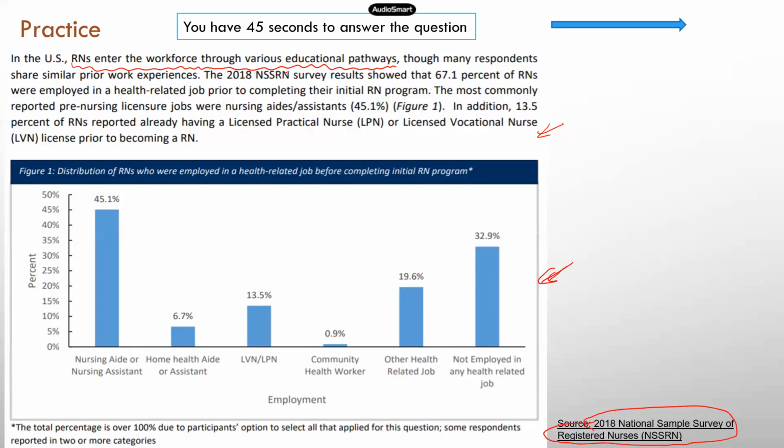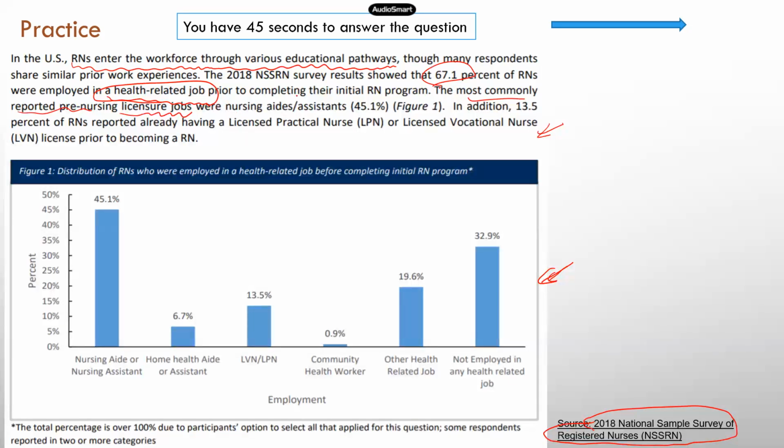Okay, and then if you keep reading, you see that this is a big number, right? This is more than half. This is more than 50%, half of all the responses. So the survey results showed that 67% of RNs were employed in a health-related job. Okay, so that's the key word, a health-related job. And then it talks about what's the most common one in that health-related job category.